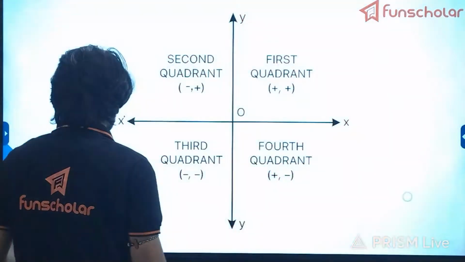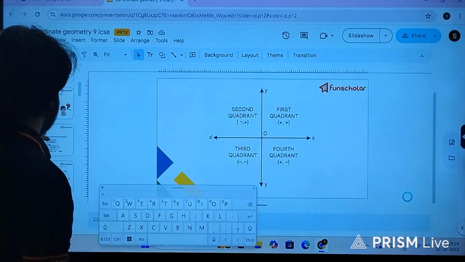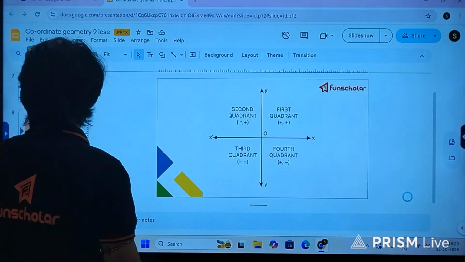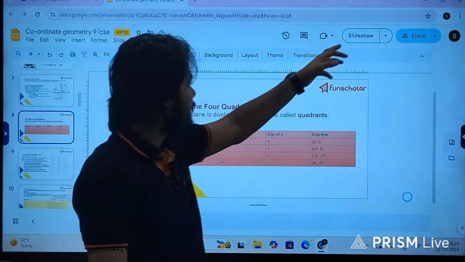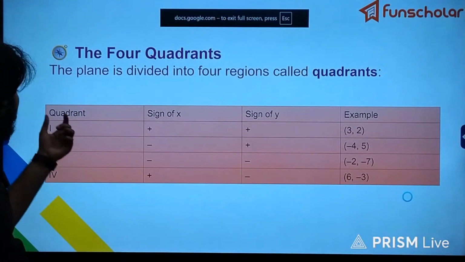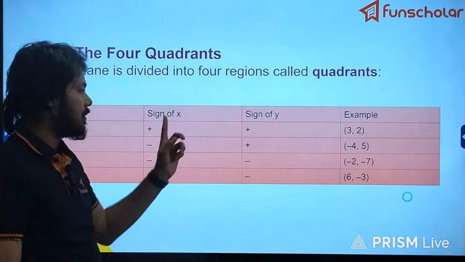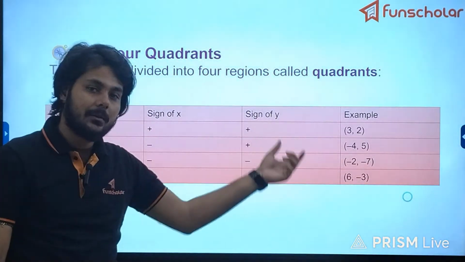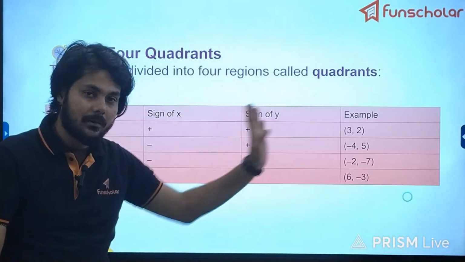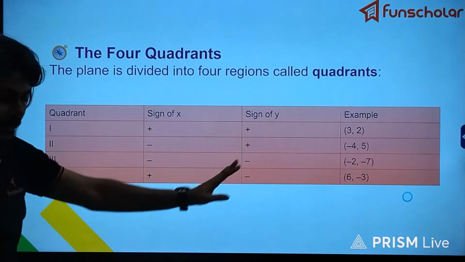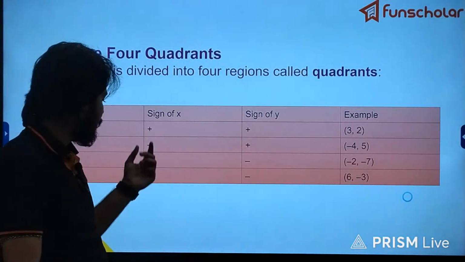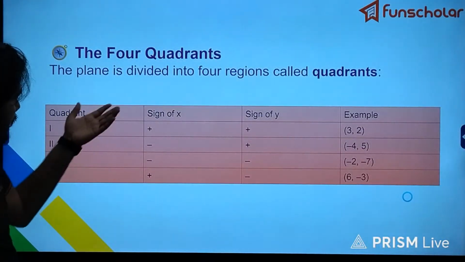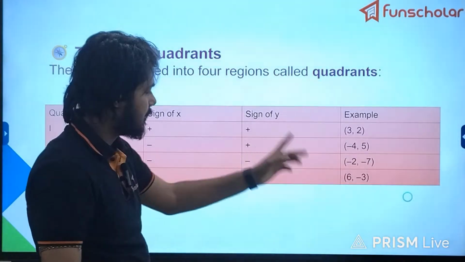Next, this is basic and you have already covered it in your lower classes. Okay, now quickly revise this. First quadrant, both will be positive, 3 comma 2. Second quadrant, x will be negative and y coordinate will be positive, minus 4 comma 5. Random example. Third quadrant, x will be negative, y will also be negative, minus 2 comma minus 7. Fourth quadrant, x will be positive but y will be negative, 6 comma minus 3.